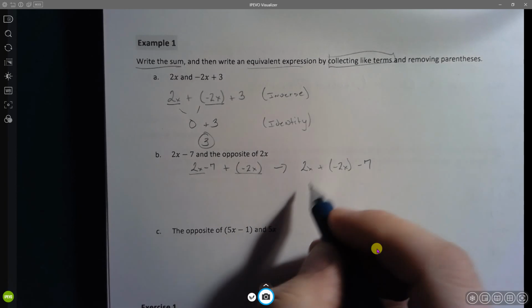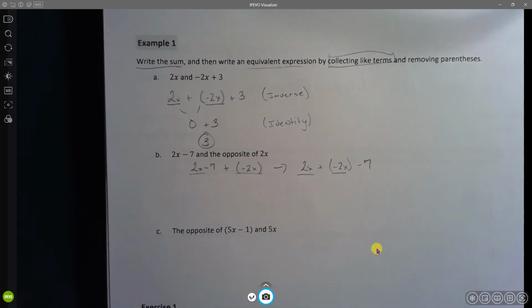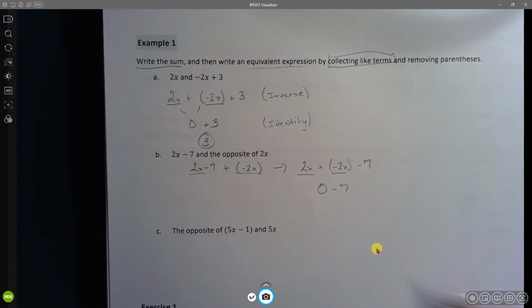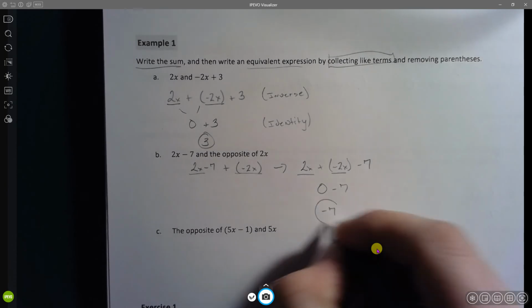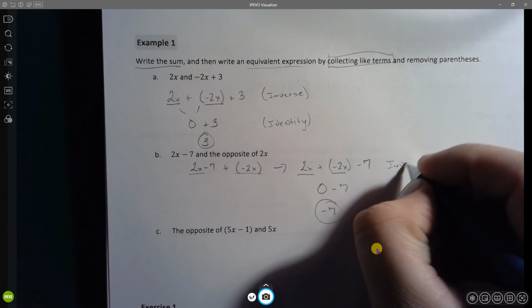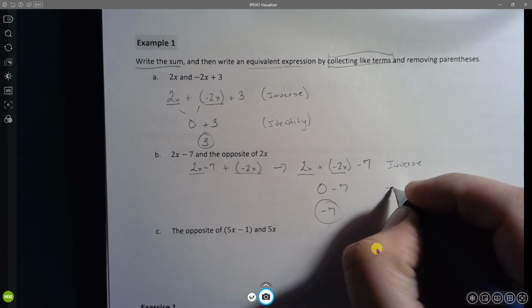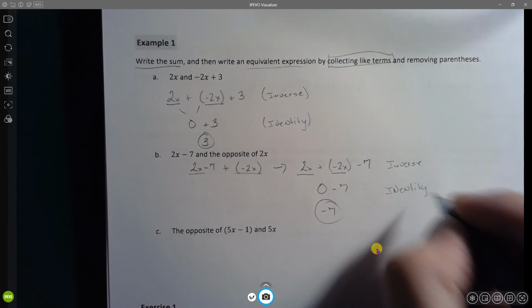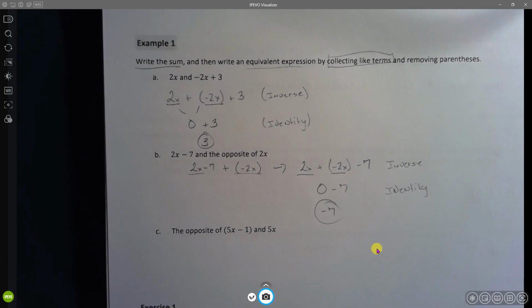Now this is, again, look, the inverse property is right here. The 2x plus a negative 2x. That's 0. 0 minus 7, that's going to be a negative 7. Okay, so again, our inverse property being used, and then our identity property being used. So negative 7 is our solution.